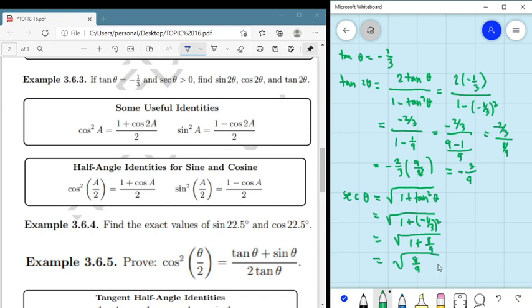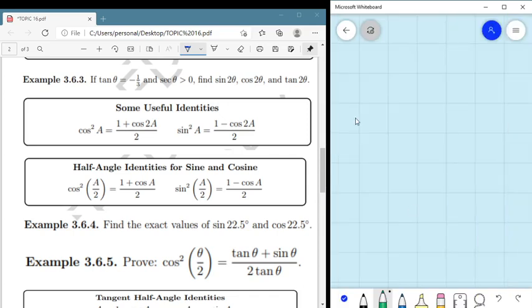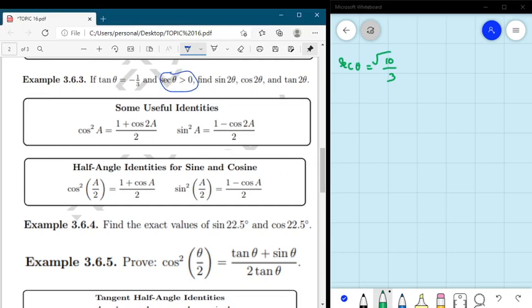So, no, 9 plus 1 is 10 over 9. So this is 9 plus 1 over 9. Therefore, it's equal to the square root of 10 over the square root of 9, which is 3. So, makita na nato si secant theta. Okay? Ang secant theta nato kay square root of 10 over 3. Because dapat si secant must be positive.